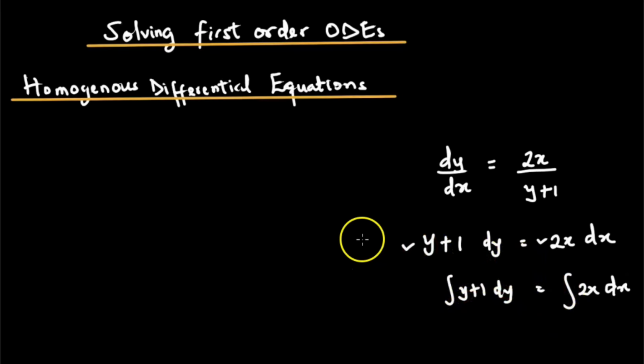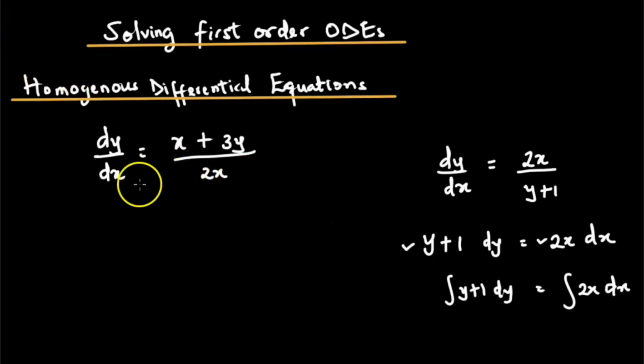Now, what if we have a problem that looks like this? Taking a look at it, it cannot be re-expressed to have variable x standing alone and variable y standing alone, right? So we cannot solve this using separation of variables. So how do we solve this?